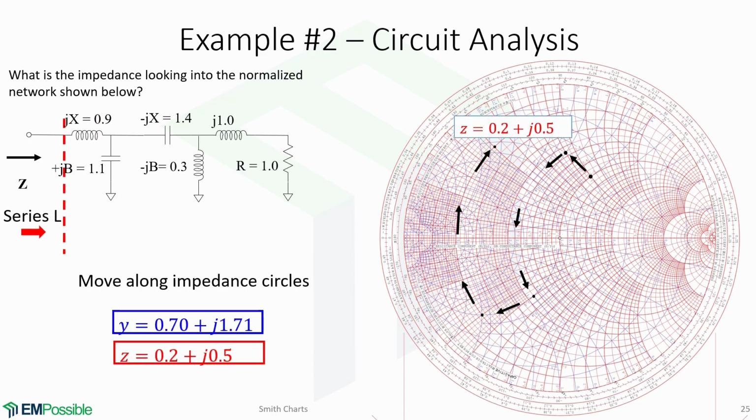Now finally, we add the series inductor. So we move along the impedance circles now in a clockwise manner, and we arrive at our final point. The impedance here is equal to 0.2 plus j0.5. Now if we read the admittance, we will arrive at this value. Notice how easy it was to navigate the Smith chart to add many circuit elements in series and parallel configurations.